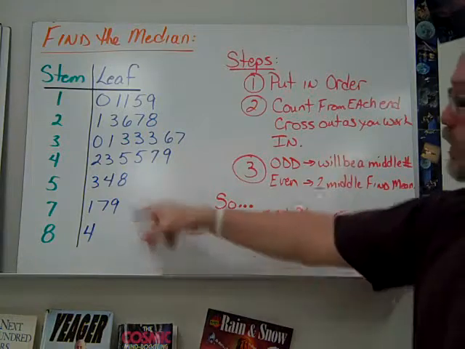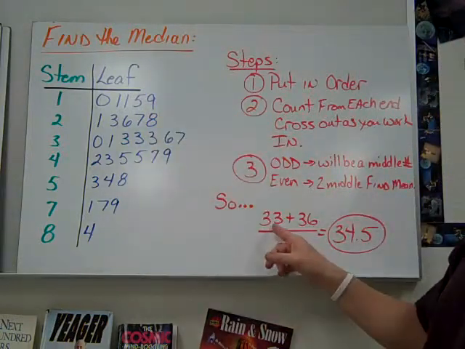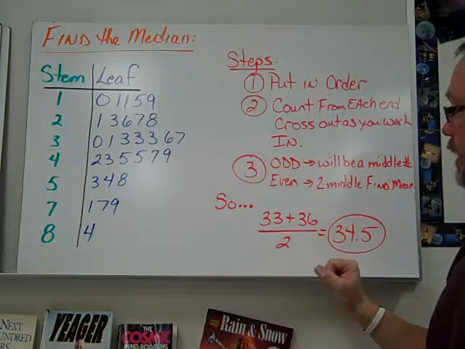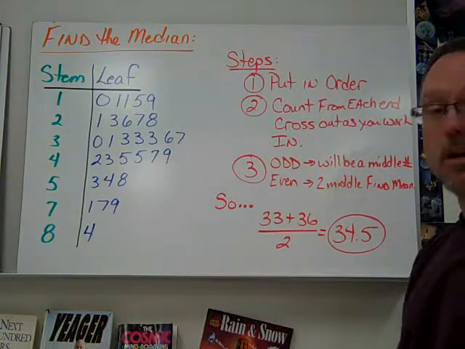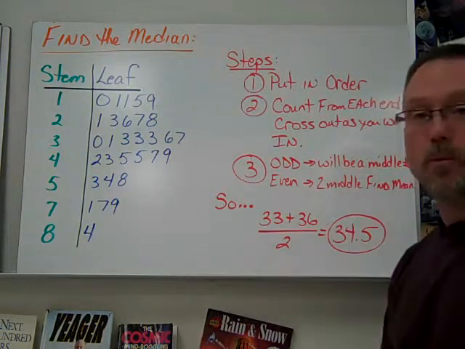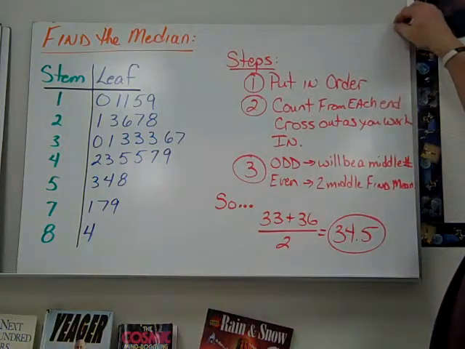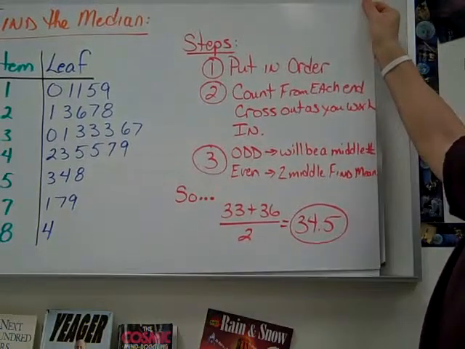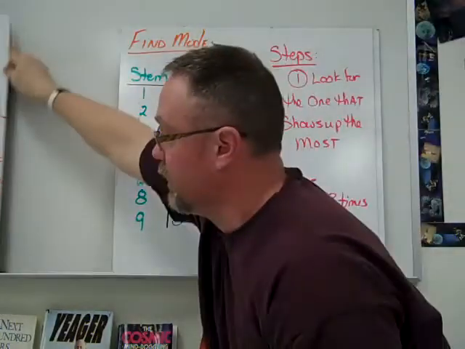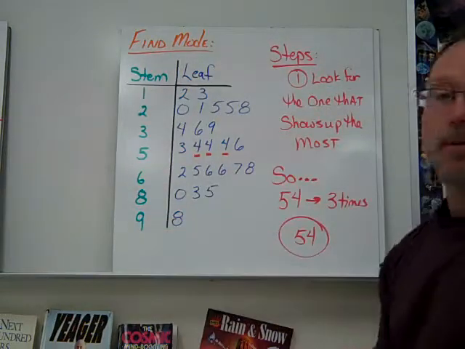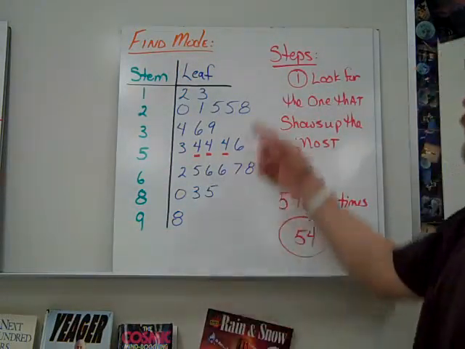So we did. We had an even number of data points here, so our middle numbers were 33 and 36. So we added them up, divided by 2. So the middle number in this case is 34.5. That's how you'd find the median. So again, using your chart and using it well in the organizational part to get to where you need to go. Finding the mode, again, we have our data points in our stem and leaf graph.